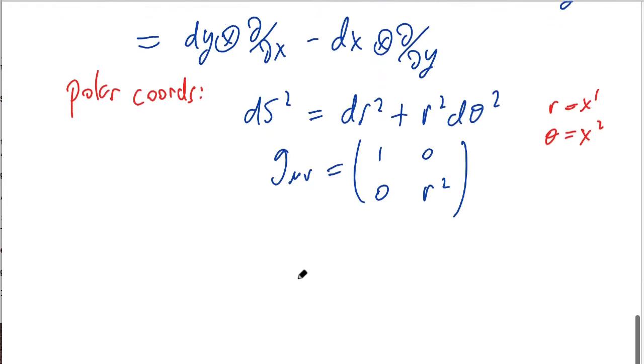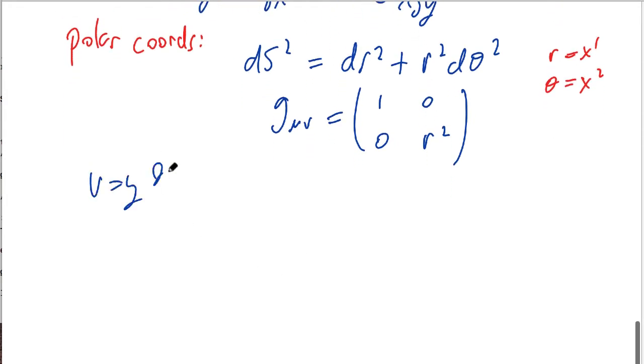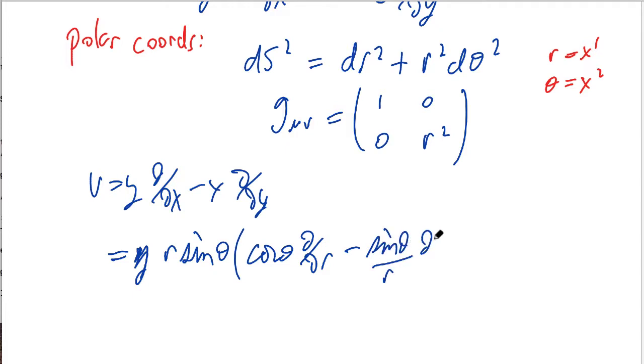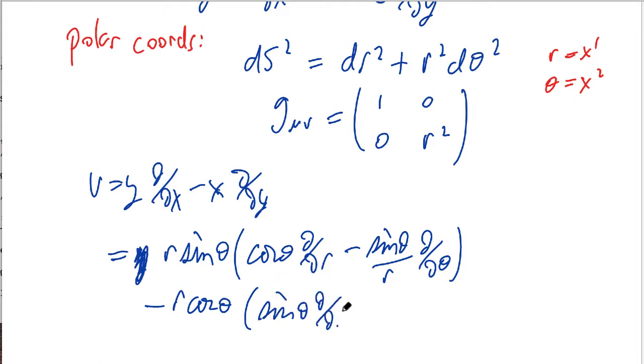All right, so this is y, but y is r sine theta, and d by dx is dr by dx, which is cosine theta, d by dr, plus d theta by dx, d by d theta. D theta by dx is minus sine theta over r. Right, minus x. X is r cosine theta, and d by dy is sine theta d by dr plus cosine theta over r d by d theta.